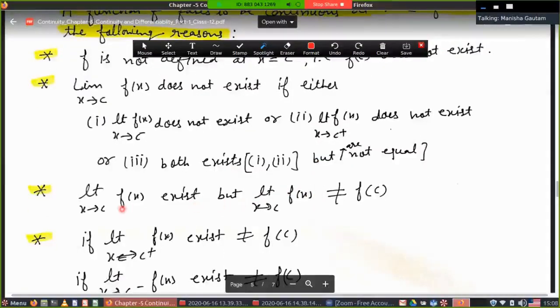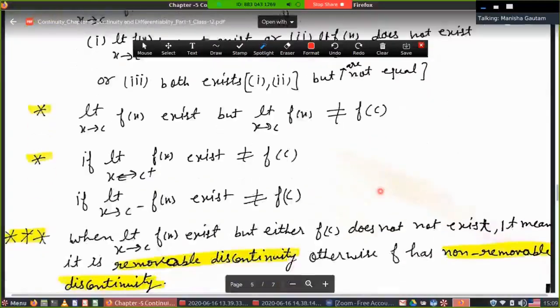Third point, the limit as x tends to c of f(x) exists, but it is not equal to the value of f of c. In the previous case, the limit exists but the sides are not equal. Here, the limit exists, left and right both values are equal, but they are not equal to the value f of c. Then again, the function is not continuous. Another one, if the right hand limit is not equal to f of c, or the left hand limit exists but is not equal to f of c, again the function is not continuous.